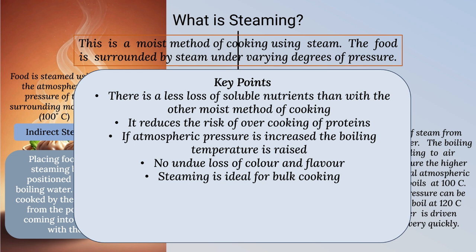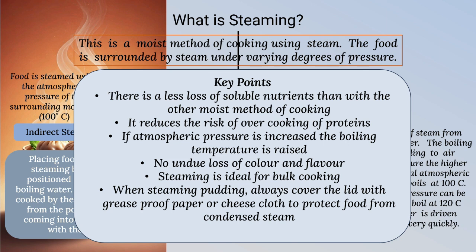Steaming is ideal for bulk cooking. In large scale cooking, whenever we are going to cook, we can always adopt the steaming method. That will give you better results. When steaming pudding, always cover the lid with greaseproof paper or cheesecloth to protect food from condensed steam.